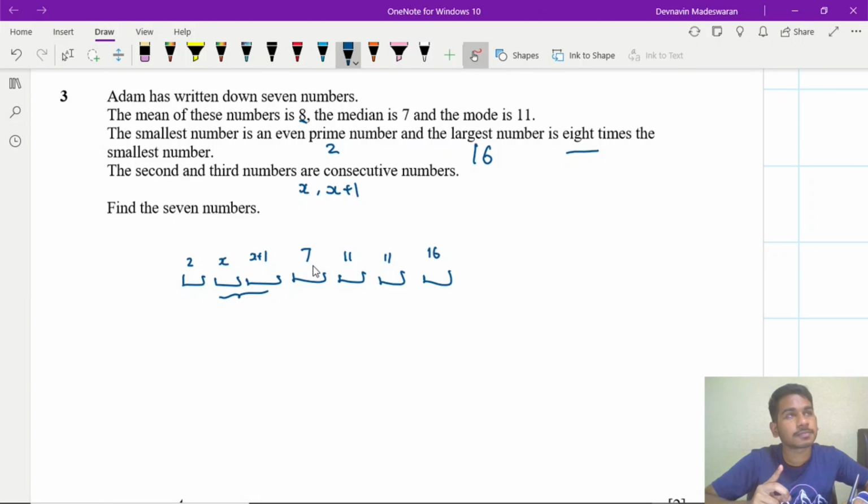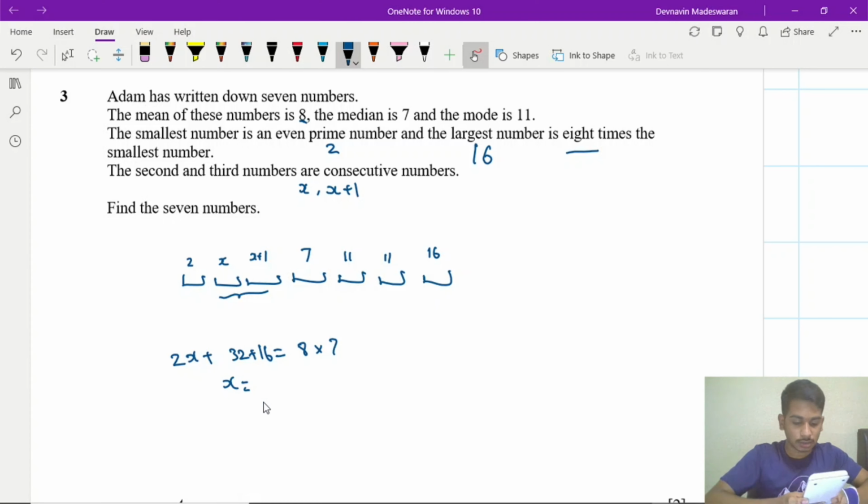2 plus 7, so it's 2x plus 2 plus 1 is 3, 3 plus 7 is 10, 10 plus 11 is 21, 21 plus 11 is 32, 32 plus 16 is equal to 8 times 7 numbers. Now we just have to solve for x, we can do everything on the calculator. 8 times 7 is 56, minus 32 minus 16, that's going to give me 8. 8 divided by 2, that's going to give me 4.